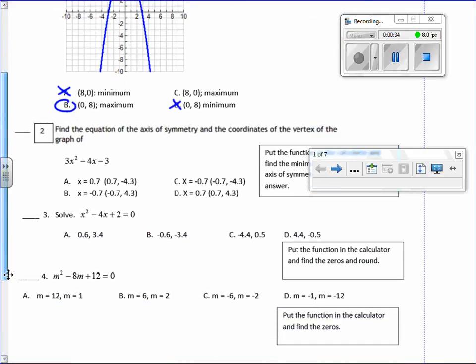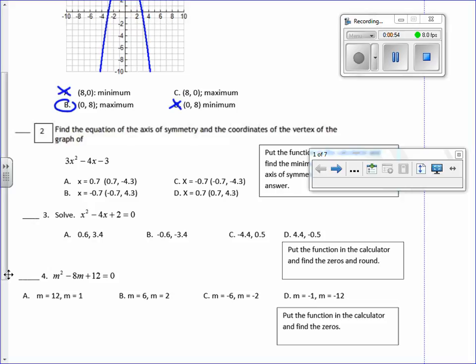Number 2, find the equation of the axis of symmetry and the coordinates of the vertex. So you should know that the axis of symmetry is the x-coordinate of the vertex. All right? So you want to graph it in your calculator.